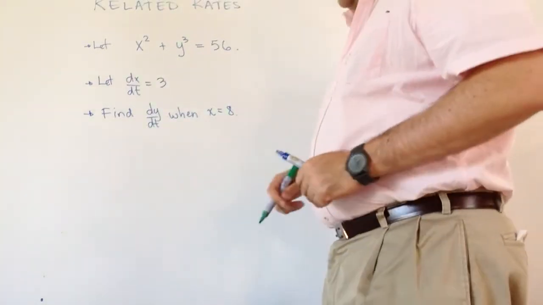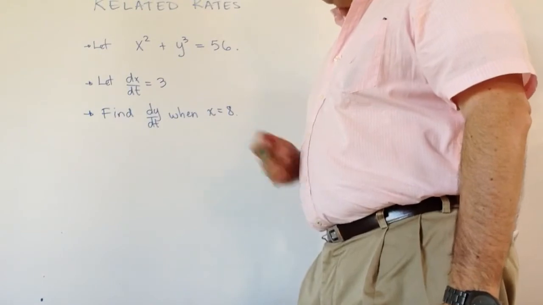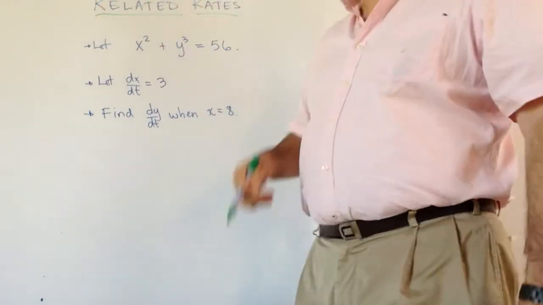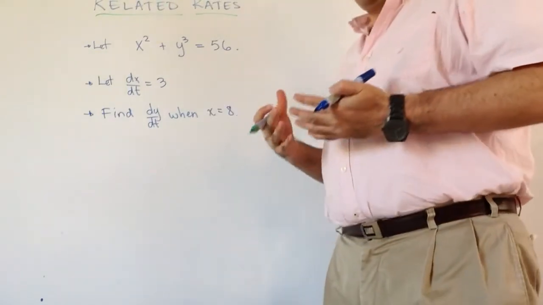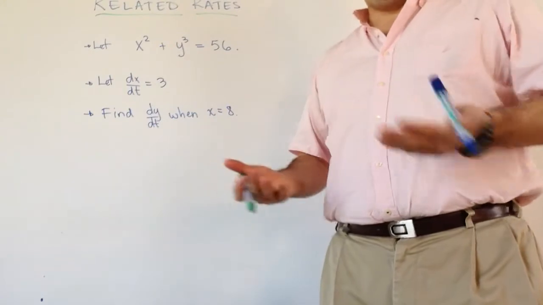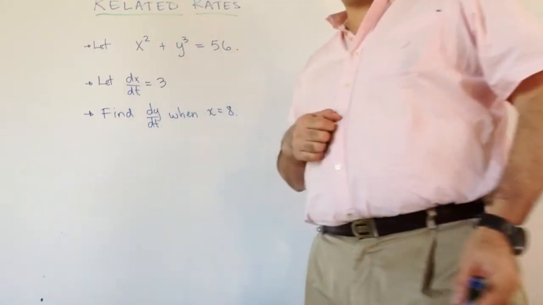So our topic today is an application of derivatives, which is called related rates. This is when we have a rate of change of a given quantity and we want to find the rate of change of another quantity. A very basic example would be something like this.